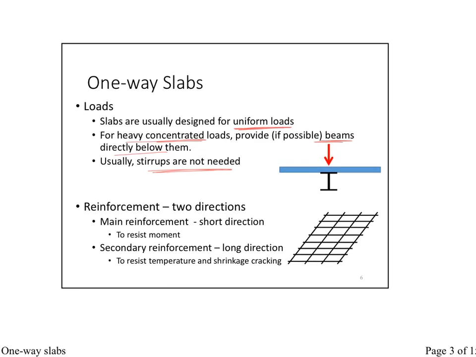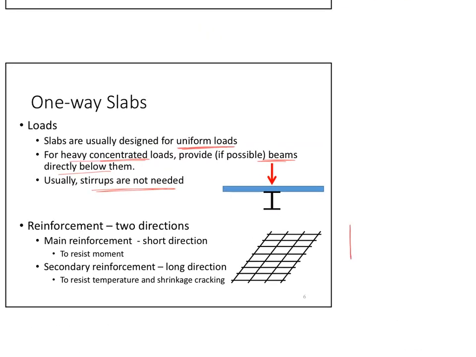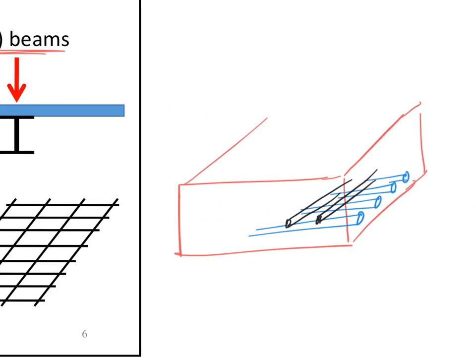Now the reinforcement of a slab, if I'm looking at this slab this way, there will be two types of reinforcement. The first one will be the one going this way. And then the second one will be the one going this way, on top of it. Right? So I have two reinforcements here.